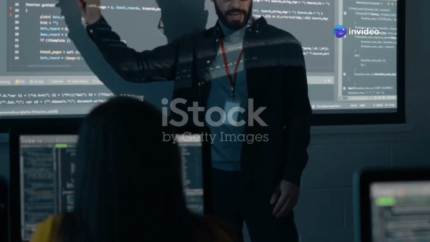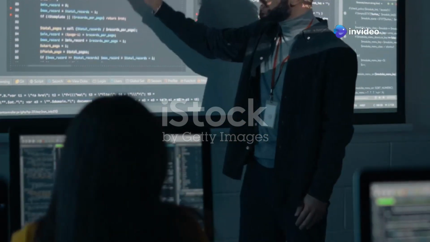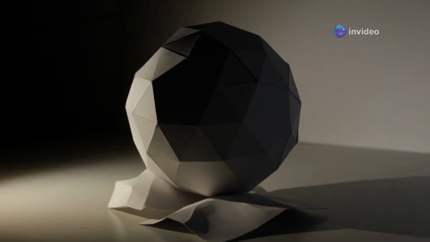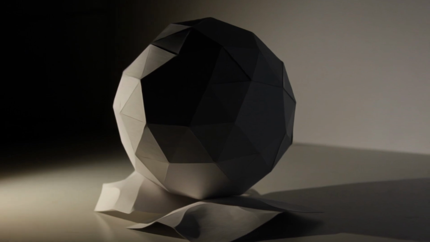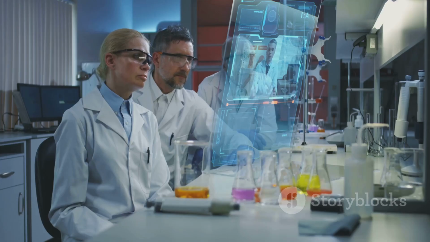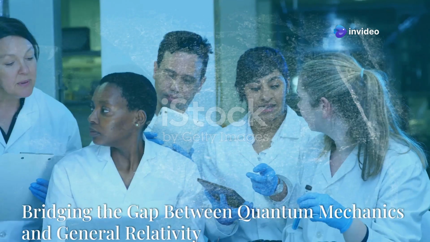To further illustrate TGI, let's consider some everyday analogies. Imagine a projector shining light through a cutout of a shape. The shadow projected on the wall represents a lower dimensional representation of the original object. Similarly, TGI proposes that the particles we observe in our three-dimensional world are like shadows of higher dimensional structures. These structures exist in a realm beyond our direct perception, but their influence manifests as the particles and forces we interact with.